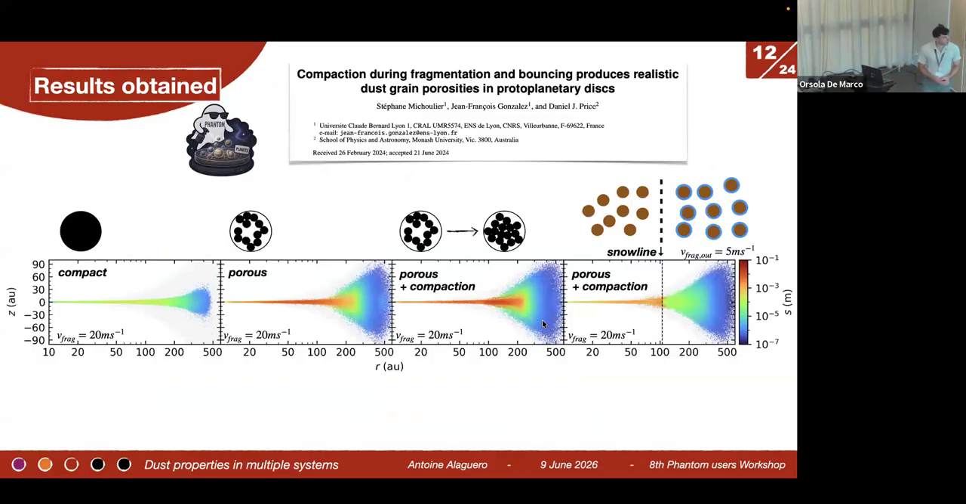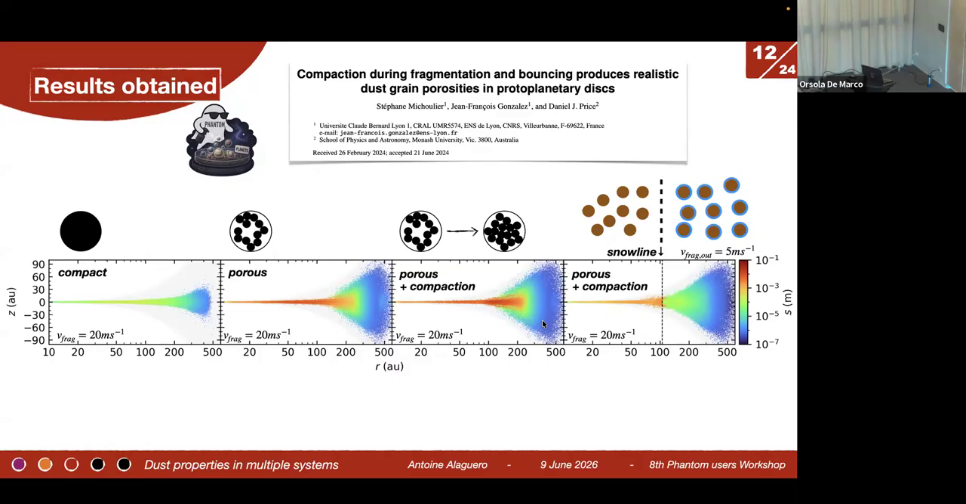Then some years ago, Stéphane took over and he implemented porosity in the code. Till now, we assumed that the grains were full and compact. Now we can make them porous. And long story short, the porosity basically enhances dust growth, right? And you can simulate that, make that evolve in the code.